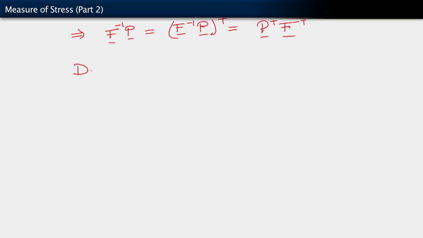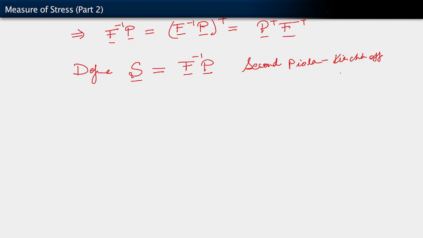And what we do is define capital S equals F inverse P to be the second Piola-Kirchhoff stress tensor. Right? That's what we call it, all right?